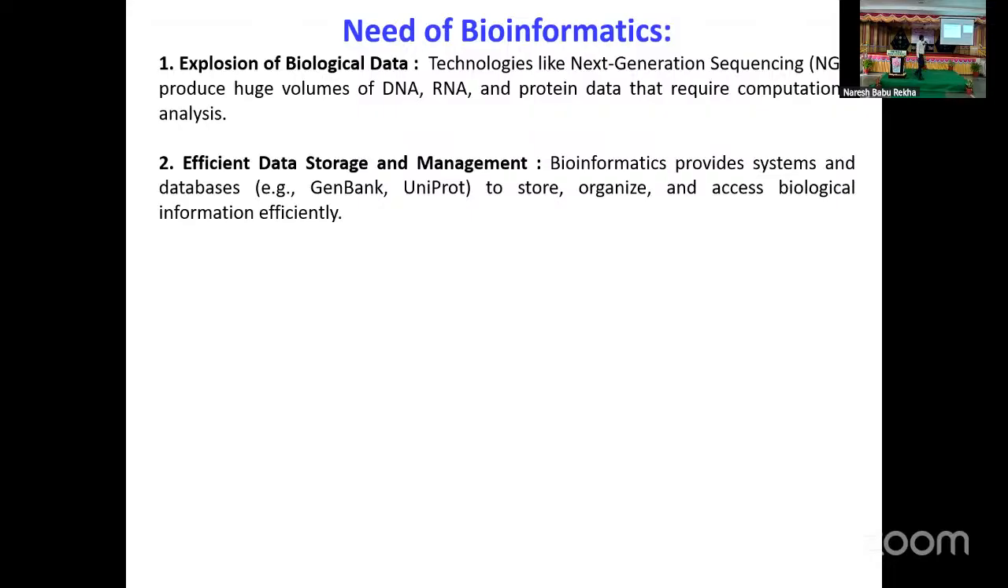Then there is efficient data storage. We are getting data, whether it is gene data, protein data or transcriptomic data, and we have to store it somewhere. To store this kind of data, we require software and databases. We have sequence databases and structure databases. For DNA sequences we say GenBank. For protein sequences we say UniProt, SwissProt, etc. For structures, that is the PDB database.